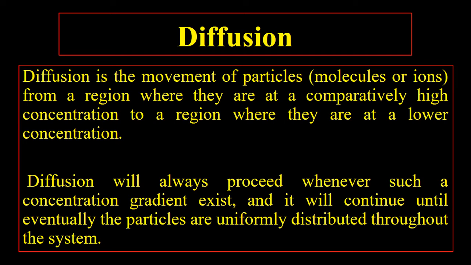And the second process of passive transport is diffusion. Diffusion is the movement of particles from a region where they are at a comparatively high concentration to a region where they are at a lower concentration. Diffusion will always proceed whenever such a concentration gradient exists, and it will continue until eventually the particles are uniformly distributed through the system.